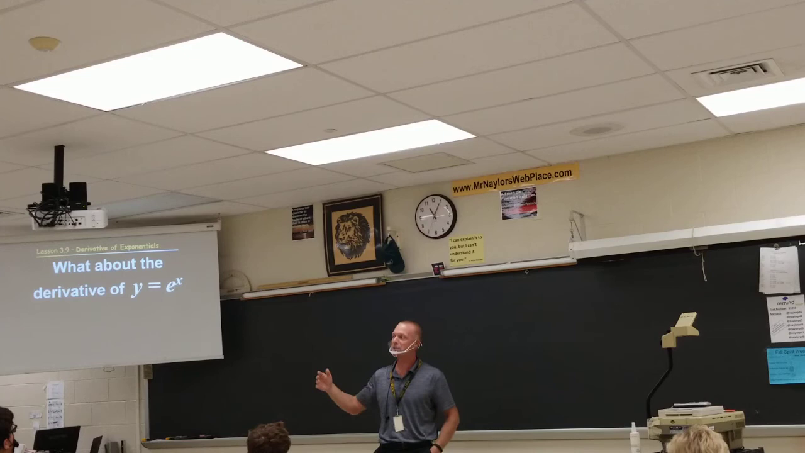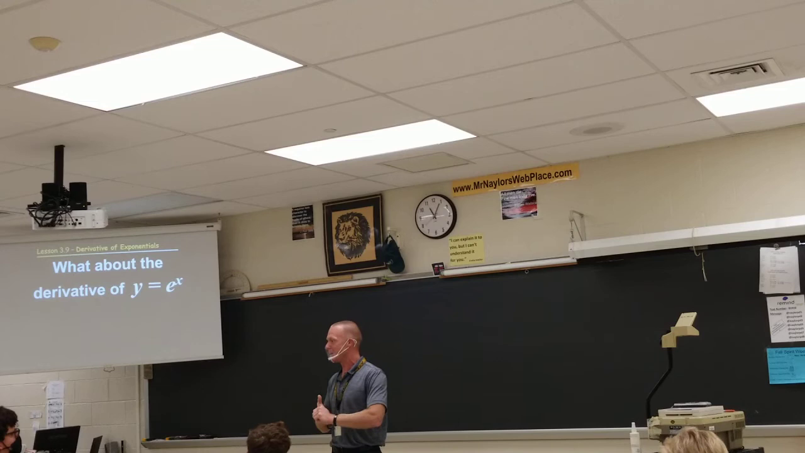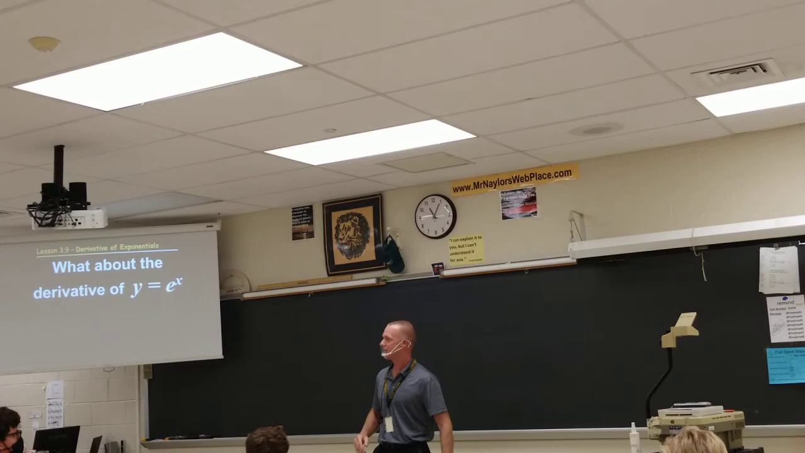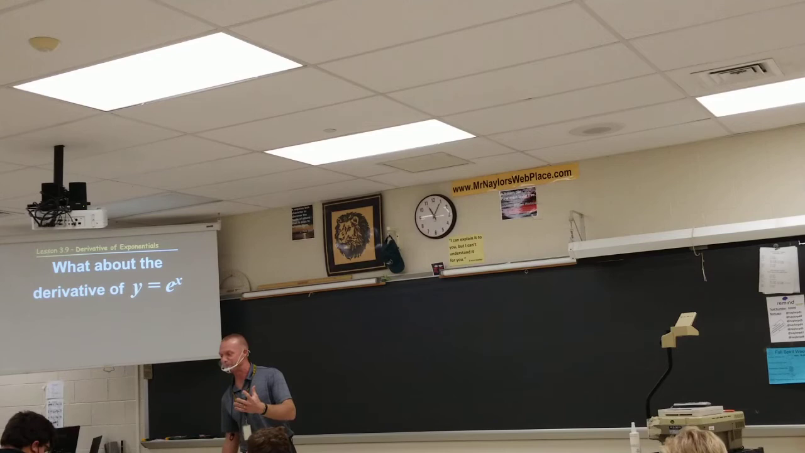Maybe you're picturing the graph of e to the x. A lot of kids respond and say, yeah, Mr. Nero, that's exponential growth. You're right. It's exponential growth. It's a unique graph. That means it has a unique derivative, a unique slope. Of course, every time I say derivative, you say slope.